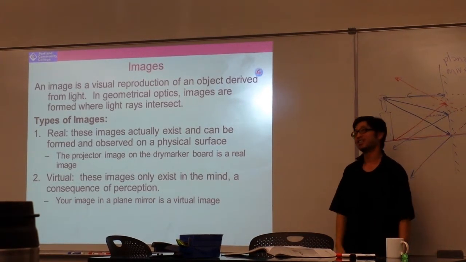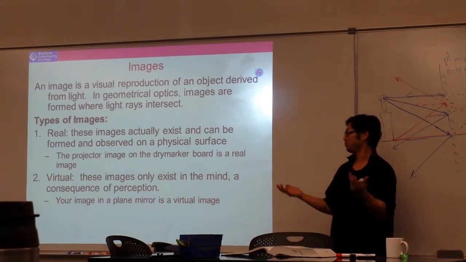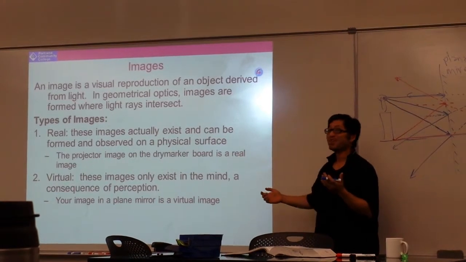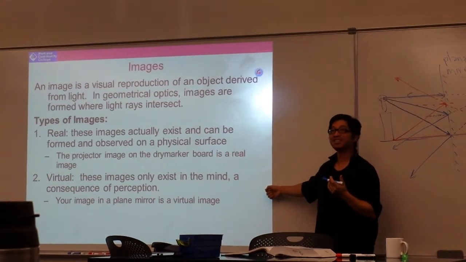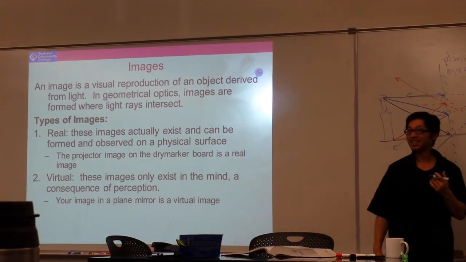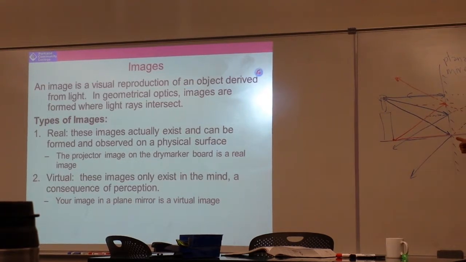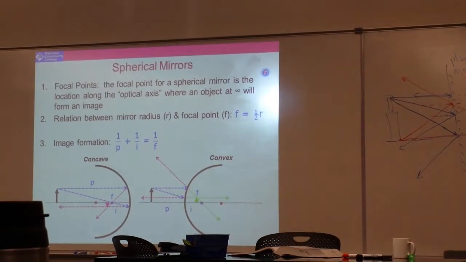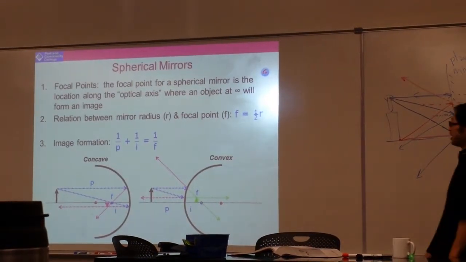Because it's kind of like a Zen koan, right? If no one's there to perceive it, does it exist or not? Yes, this thing will exist if no one is here to look at it. Whereas the image of this candle doesn't exist unless you look at it. No one's going to see it. It's not going to be there. So that's what we mean by virtual versus real image. And we'll talk about how we can determine which is which.